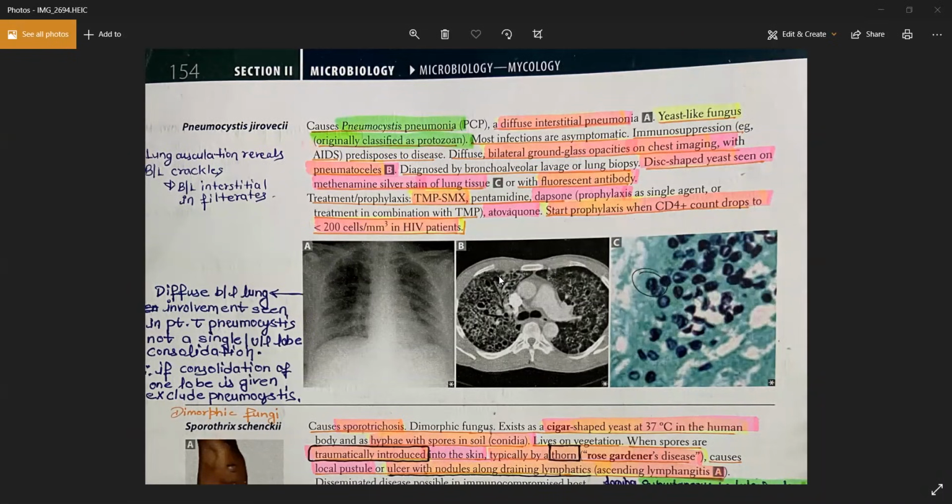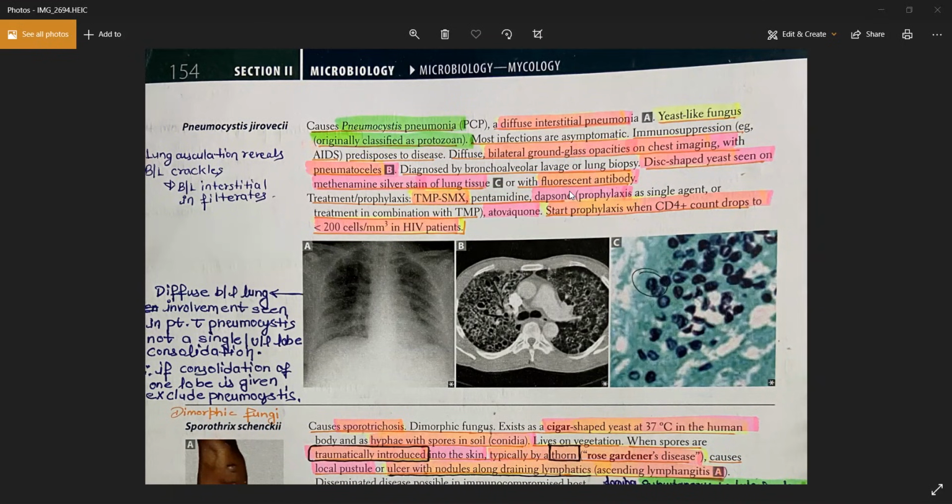And what is the treatment? Treatment is very important for Pneumocystis jirovecii, and you require trimethoprim-sulfamethoxazole. These are antibacterial agents that also work on the fungus. And if the patient has an allergy to sulfonamides, in case of TMP-SMX allergy, you can give the patient dapsone.